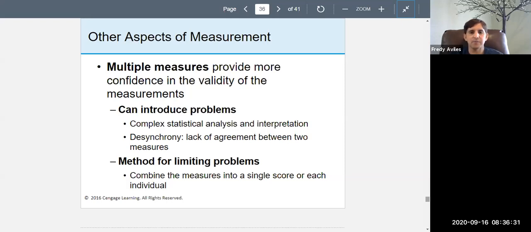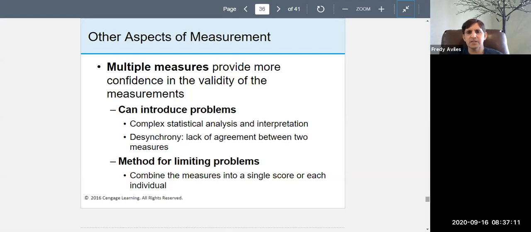A method for limiting that problem with measurement is you can combine the measures into a single score. You can combine the behavior measure, the physiological measure, and the self-report measure under certain conditions. You have to run some tests first. You have to check the extent to which they correlate with one another. And if they correlate highly, that means you've measured the behavior 3 different ways and that it's reliable. You're seeing the same thing. And then you can combine the measures. You can add up the scores and divide by 3 to get an average if you have 3 measures, for instance.